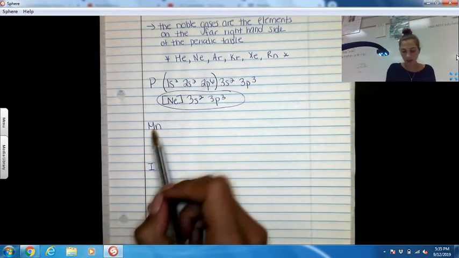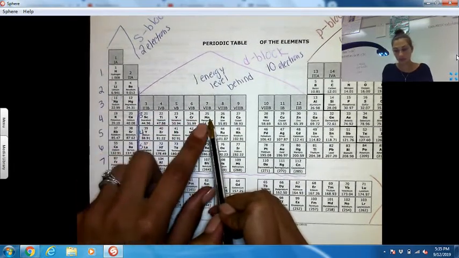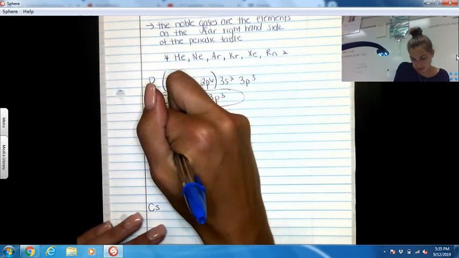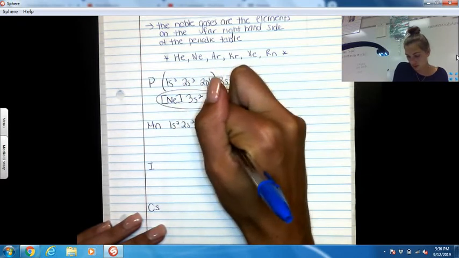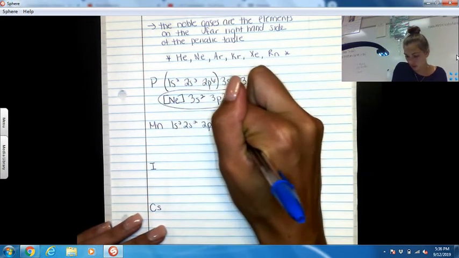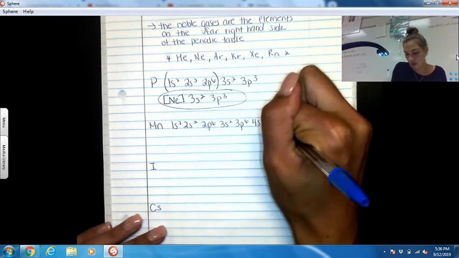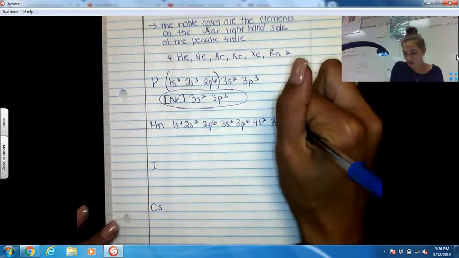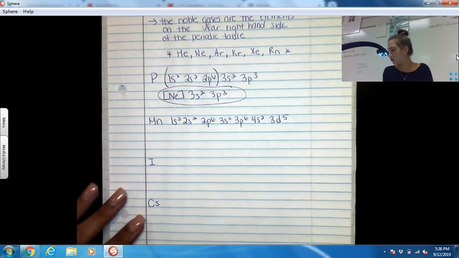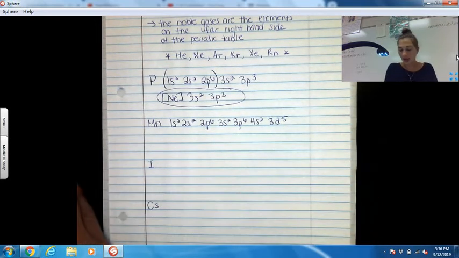So I asked for manganese. So manganese is all the way in this 3d sublevel. So I'll write out the configuration. Make sure you're able to get this. 1s2, 2s2, 2p6, 3s2, 3p6, 4s2, 3d, 1, 2, 3, 4, 5, 3d5. Okay? So I'm at 3d5 for manganese.